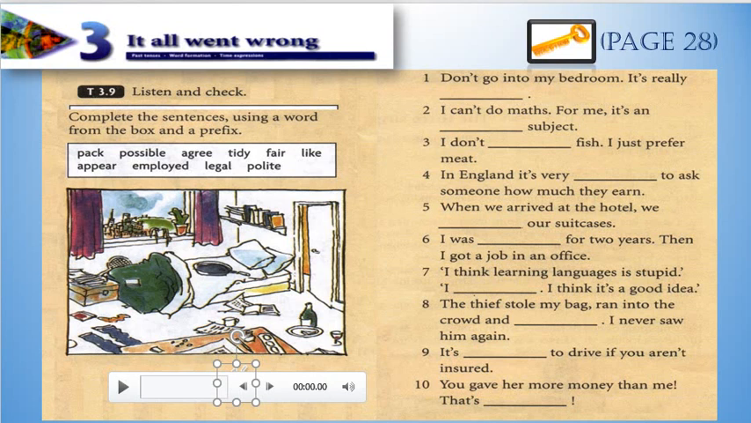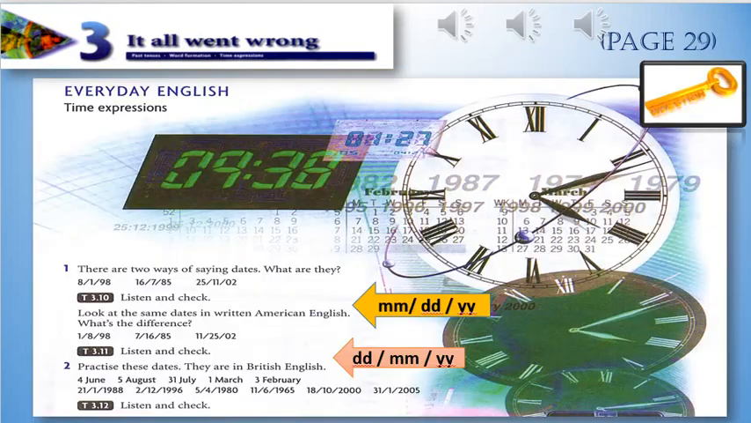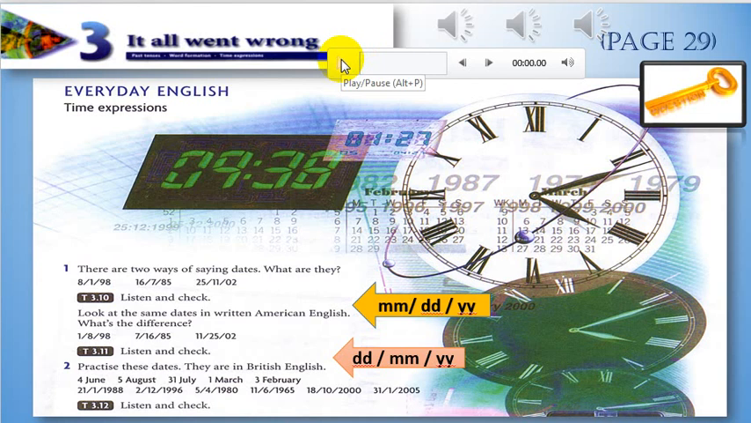I hope you paid attention to the solution. Now, we come to everyday English and time expressions. This is also a key topic or important topic. Now, there are 2 ways of saying dates. What are they? Let's listen to the first tape script, how to read these dates.